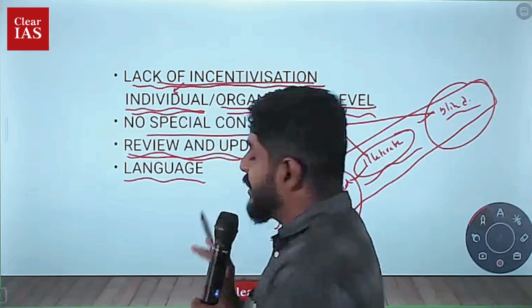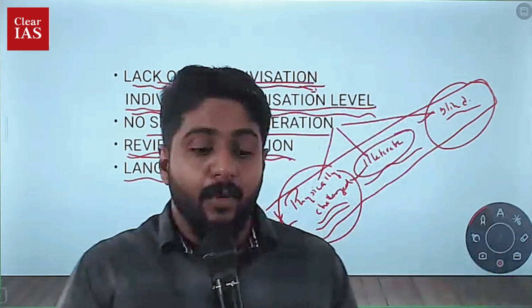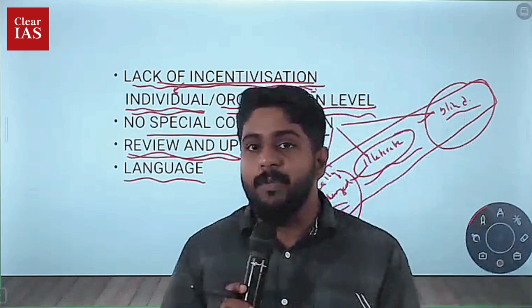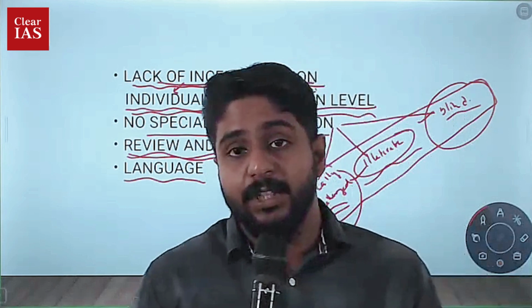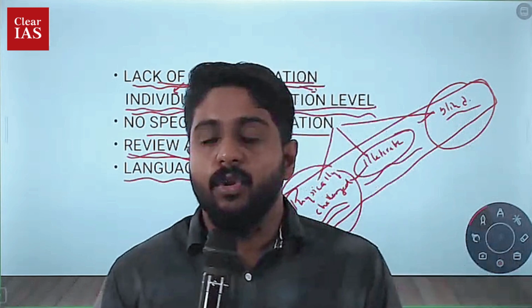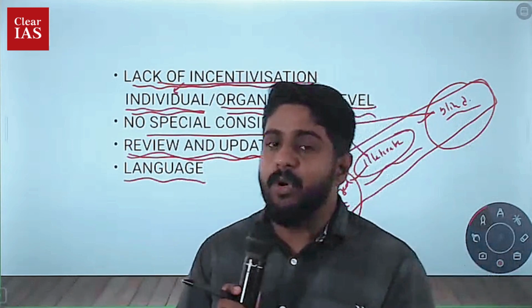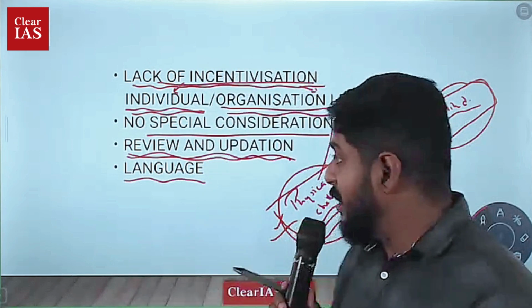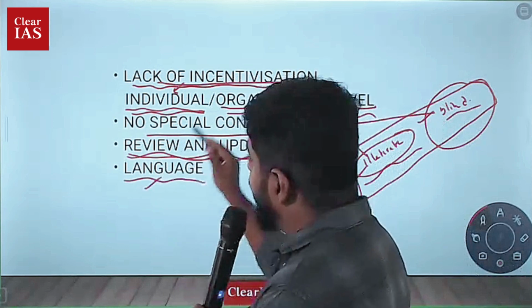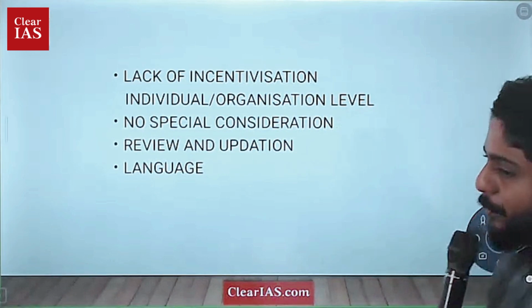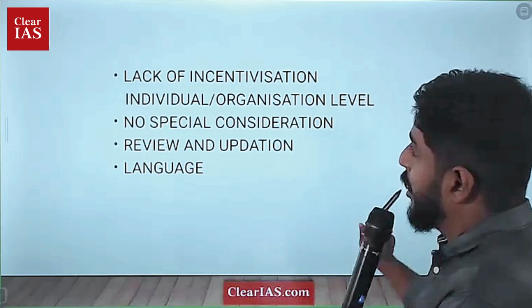And the language, of course, is another constraint. Whenever we go to the central government departments, the charter would be available predominantly in English. Again, English would not be that easily accessible for people from the remotest parts of the country, and even for those who are educated. So that is another problem. Language is another problem. In fact, these are the problems you can provide as part of your mains answer when it comes to the citizens charter program.